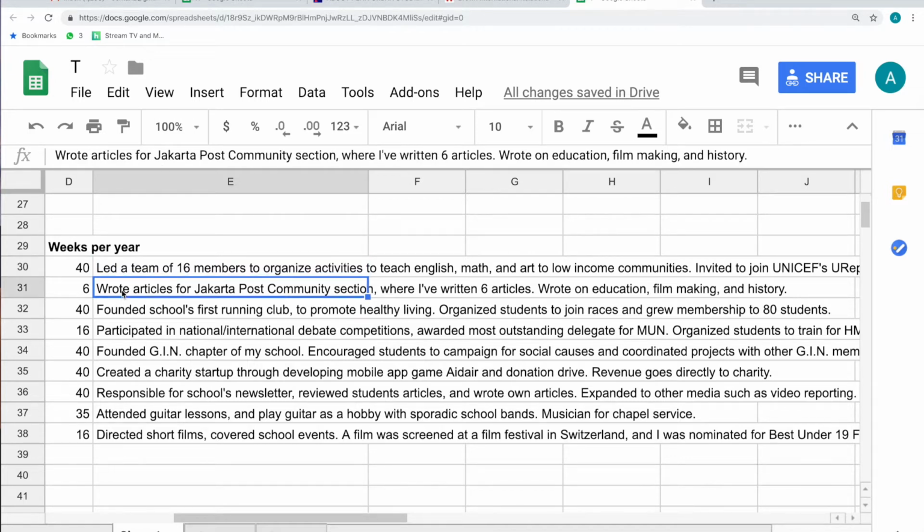Wrote articles, founded school's first running club, participated in national international debate competition, founded JIN chapter of his school, created a charity startup through developing mobile app game, responsible for school's newsletter, attended guitar lessons, directed short films. So these are very, very important sentences to include in your activities.